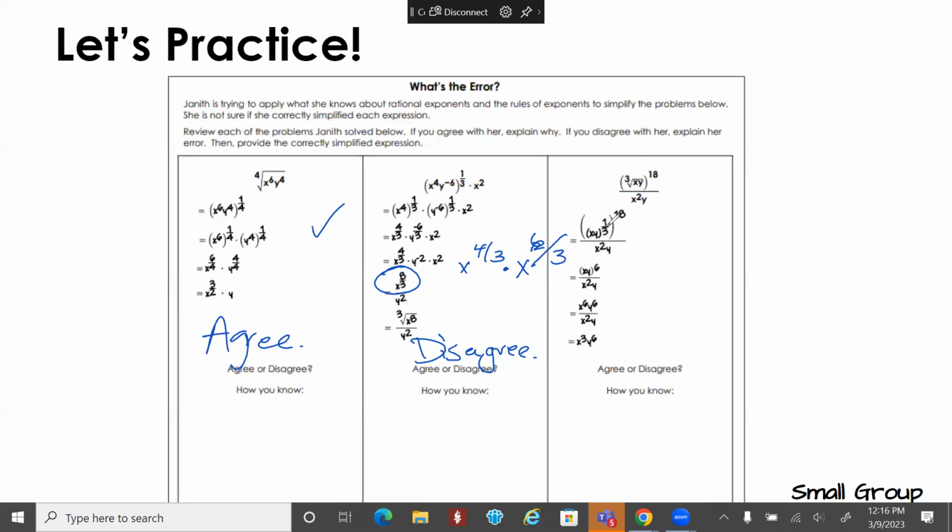All right, so the next one, we have the 3rd root. So we're going to raise that to the 1/3 power. When we multiply 18 times 1/3, that gives us 6. We're going to take each of these and raise it to the 6th power.